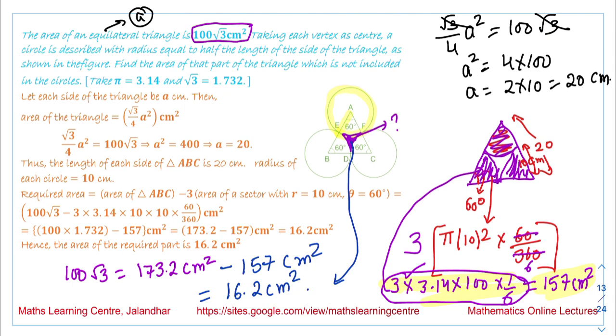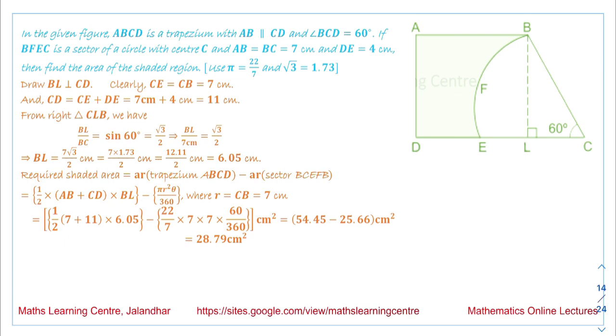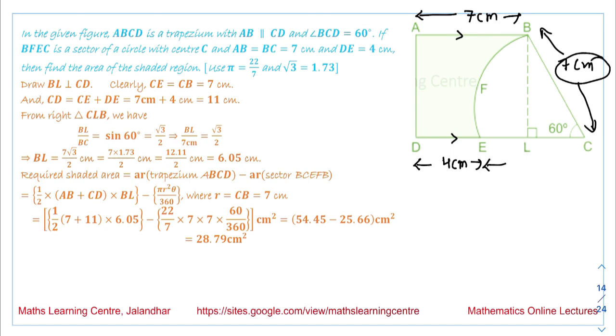Now the next question we have is a trapezium ABCD, given to us with AB parallel to CD. These two sides are parallel to each other. It is given that the length of AB is 7 centimeter. This BC length is 7 centimeter. DE length is 4 centimeter. This BE is the arc of the circle. So this EC length, if this is 7 centimeter, then this is also 7 centimeter length. So this complete length we have is equal to 11 centimeter.